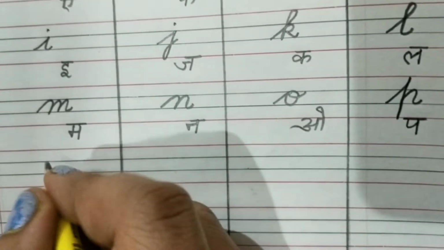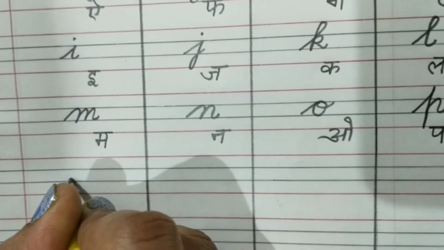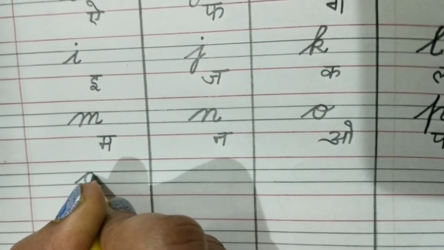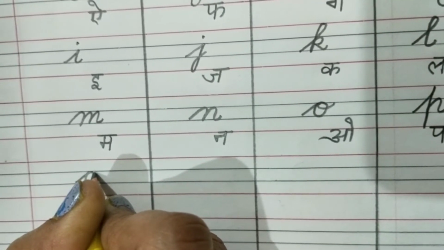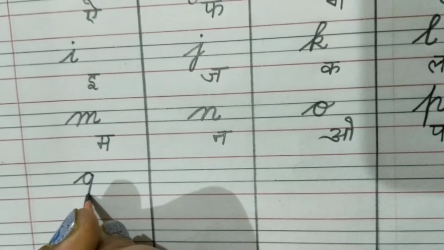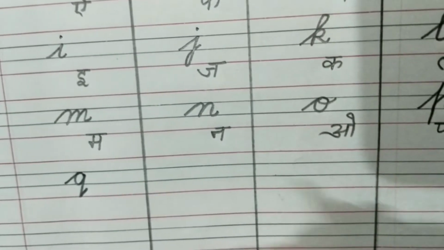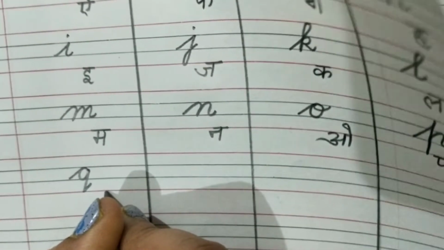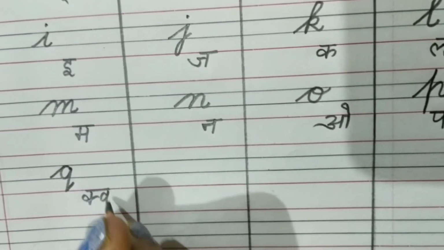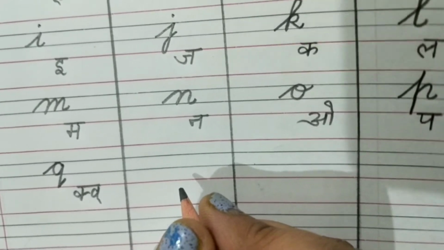After P, come to the next letter, letter Q. Q says Q. Make a slant line, make a C, again touch the black line, again come down, touch this red line and a little bit go upward. This is Q. Q says Q. Q quilt, Q queen.